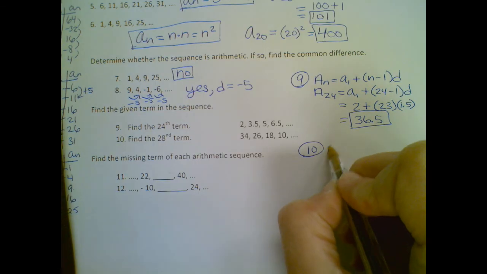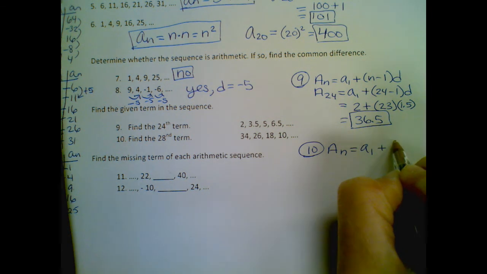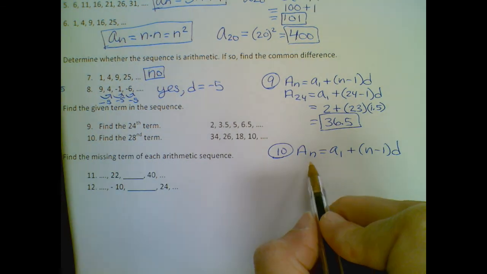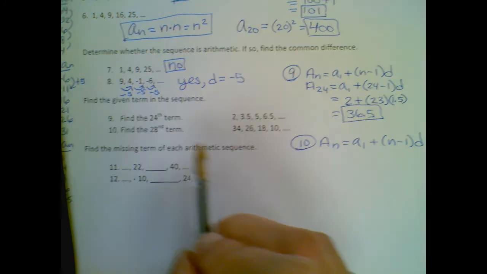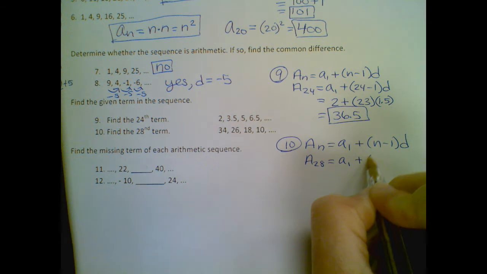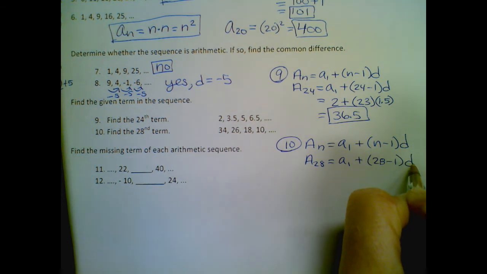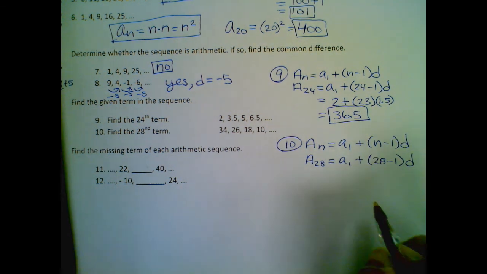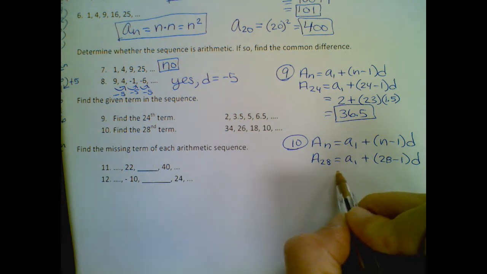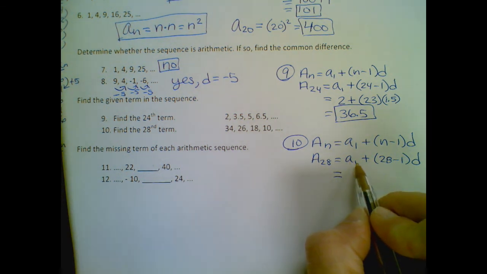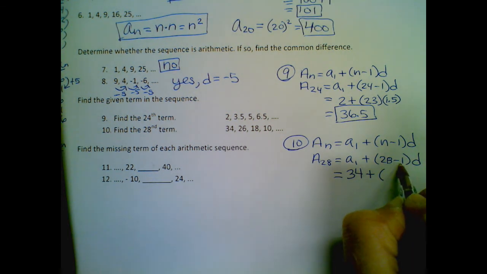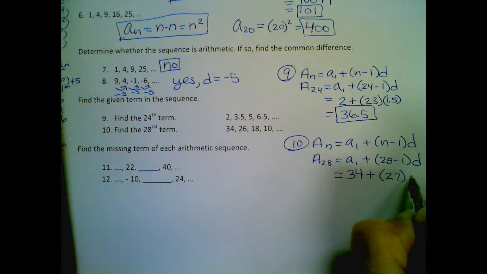Now for number 10, I want to find the 28th term. So I'm still going to use this same equation. So then I want to find the 28th term. So I'm going to plug in 28 for my n's. And then from there, the a sub 28 is what is the 28th term. I need to solve for that. The a sub 1, what is the first term? So my first term is 34, so I can substitute that in. 28 minus 1 is 27, so I can simplify that.